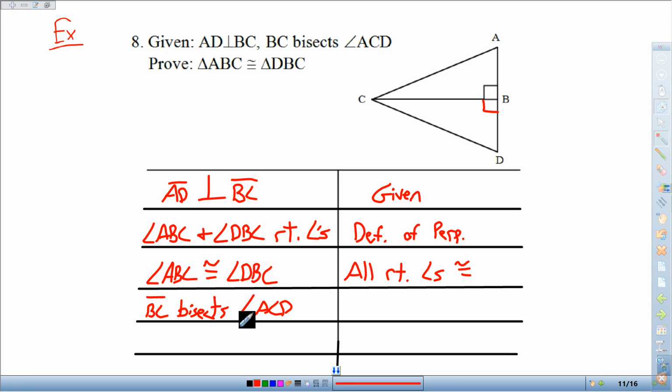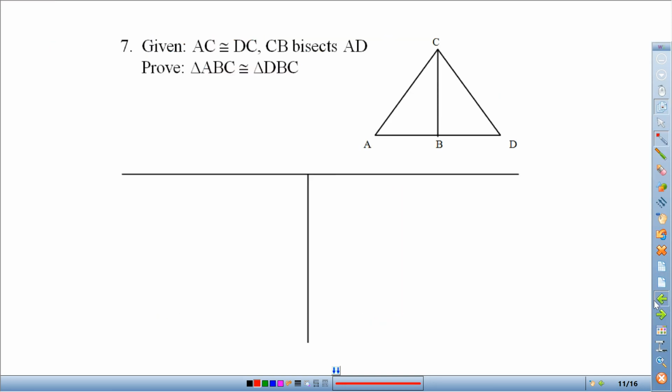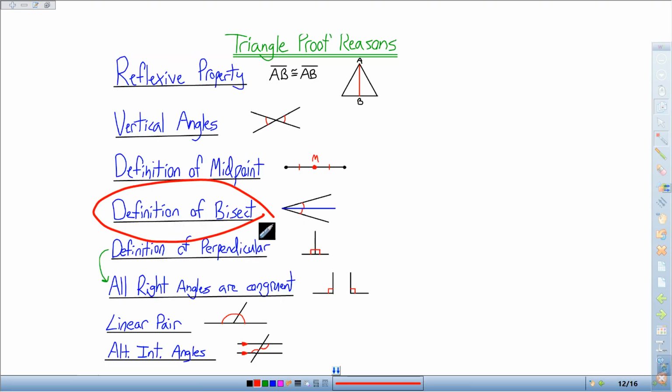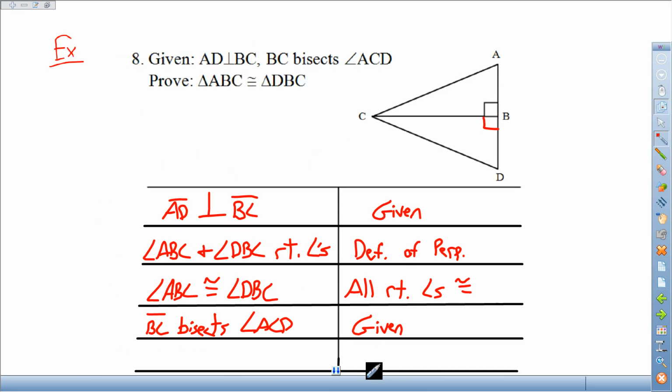Why do I know that? Be careful. It would be tempting to say, oh, bisects, right here, definition of bisect. No, be careful. The reason why we know this is because it's been given to us. But I do know that since bisecting is happening, my next reason is going to be definition of bisect. Just to point it out, where is it at? Right here. Definition of bisect. So just so I don't forget, I'm going to start with that.